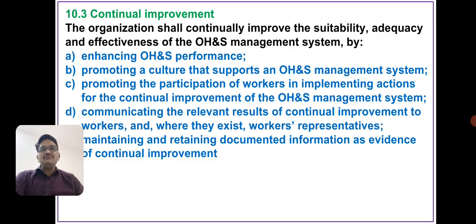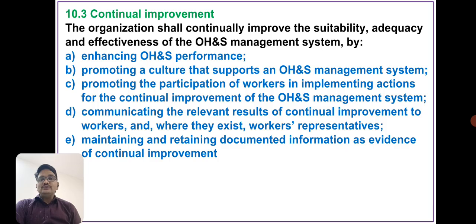Next is communicating the relevant result of continual improvements to workers or worker representatives. And next is maintaining and retaining documented information as evidence of continual improvement. These are the terms related to continual improvement.